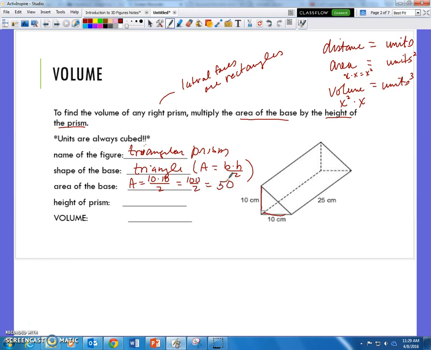50. And we need to make sure that we're clear on this. Area gets units squared, and this is the area that we just found. So we're going to say 50 square centimeters. The height of the prism is how long it is. So in this case, the height is 25 centimeters.